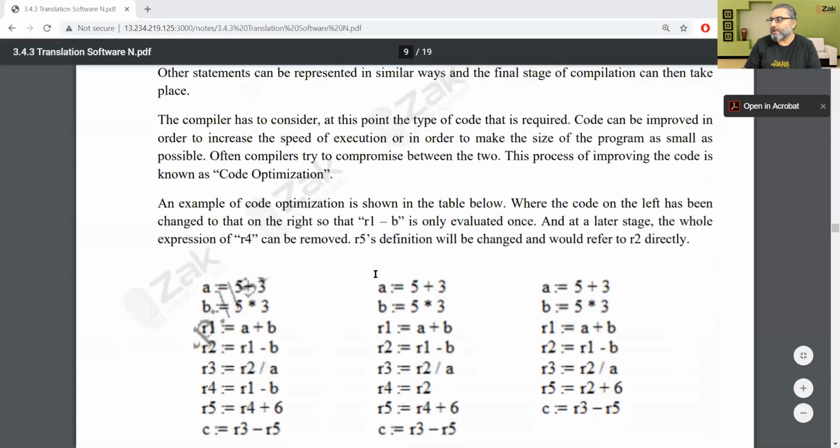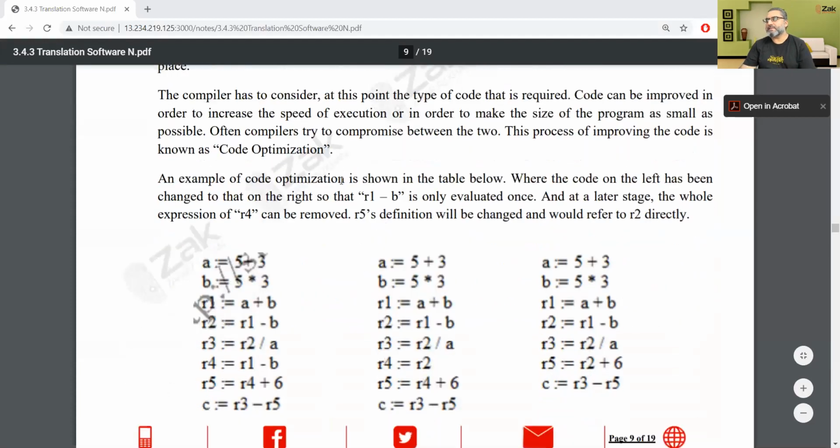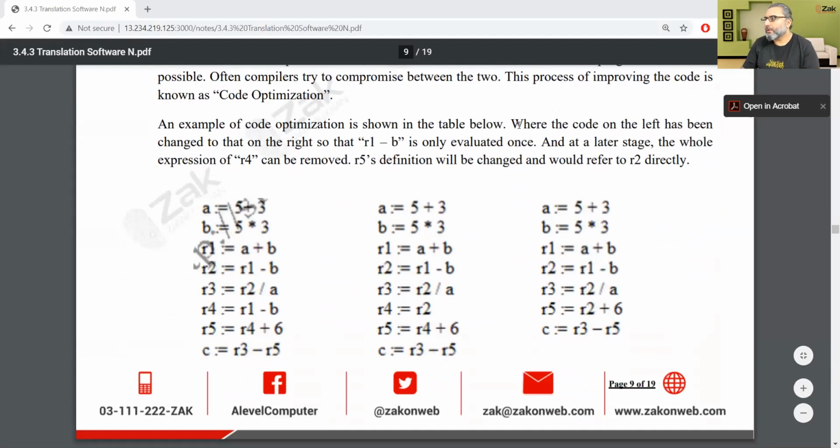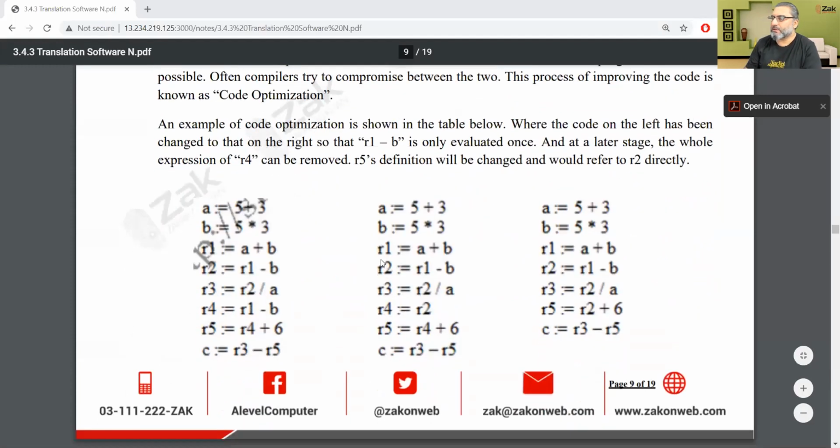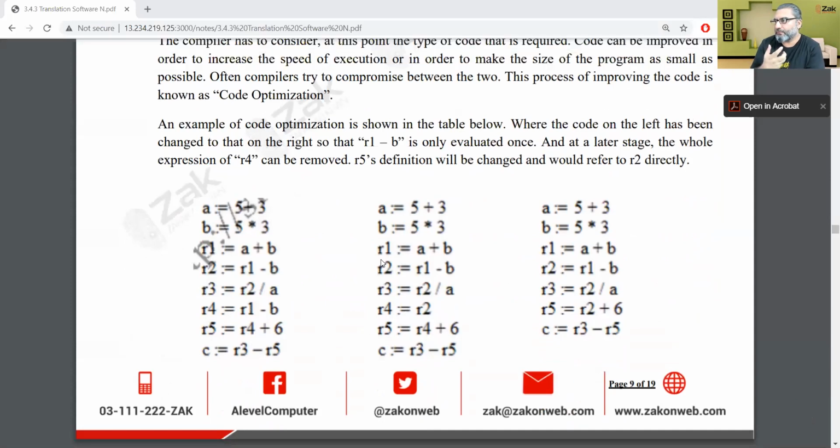So another example of code optimization is shown below, where the code on the left has been changed so that on the right, let's just first observe it. So this is not in the form of code, this is in the form of mathematical expressions. So A is equal to 5 plus 3, B is equal to 5 into 3, R1 is equal to A plus B, R2 is equal to R1 minus B, R3 is equal to R2 divided by A. R4 is equal to R1 minus B.